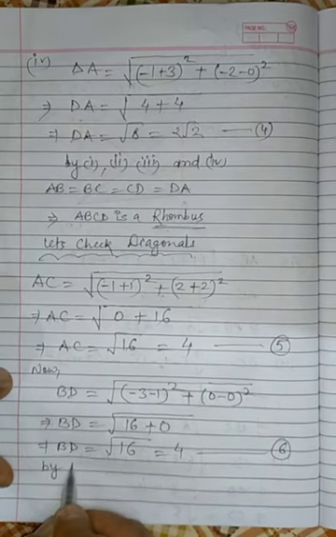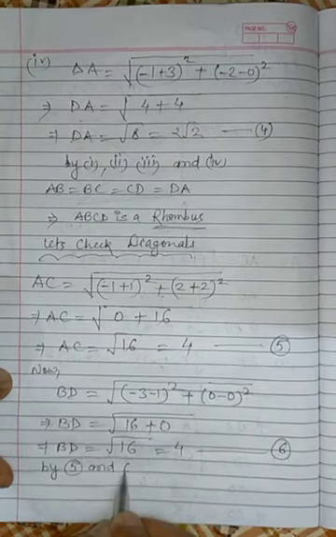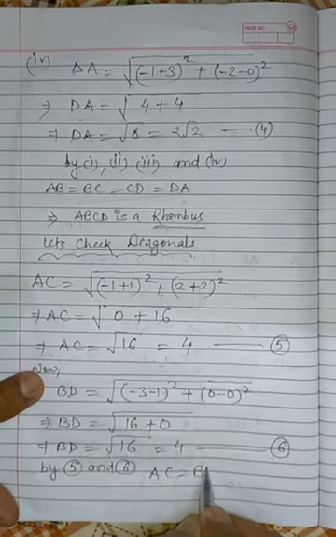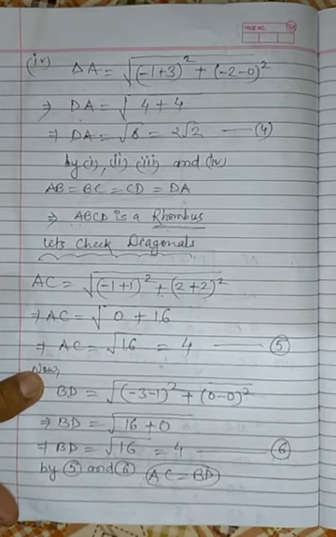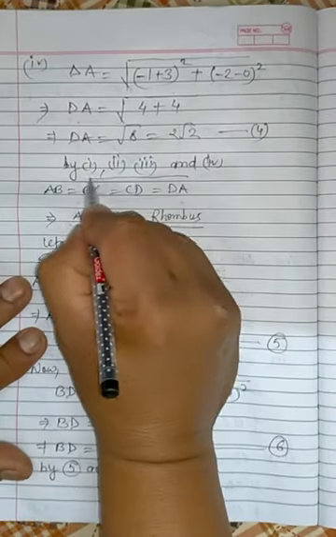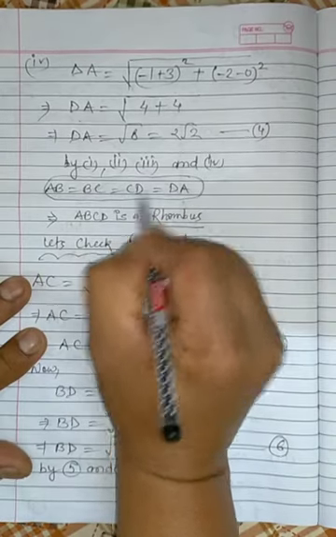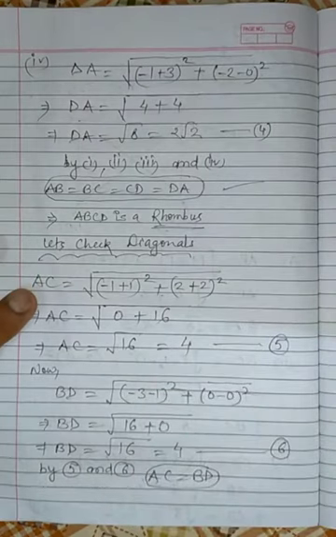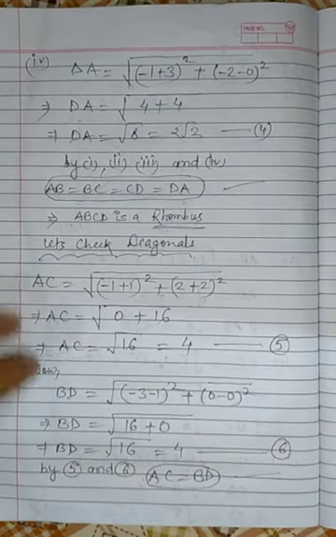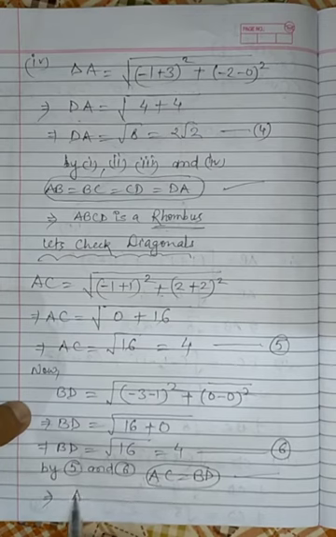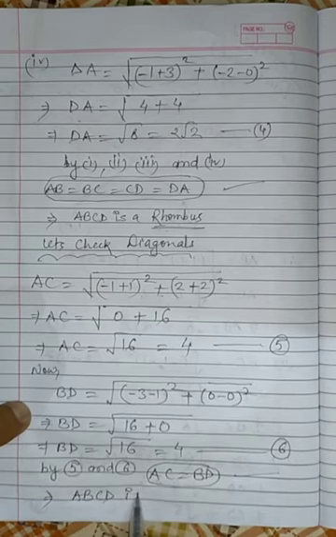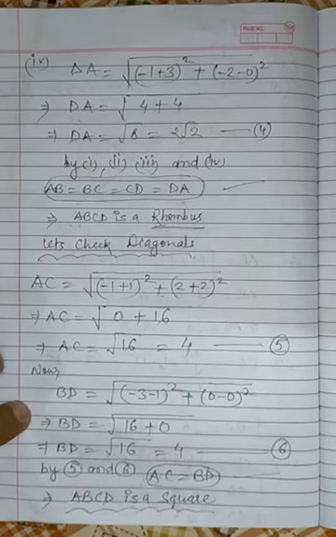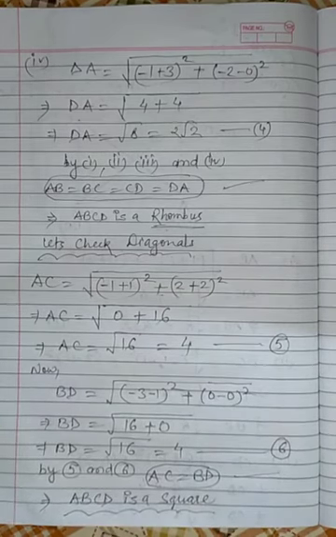So by equations number 5 and 6 we observe that AC is equal to BD, and here we have got all four sides equal. In a quadrilateral, if all four sides are equal and diagonals are also equal, then that quadrilateral is a square. So ABCD is a square. Based on this, we can solve the remaining two parts.